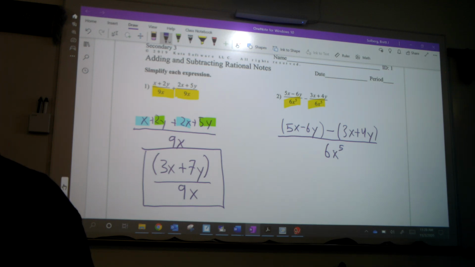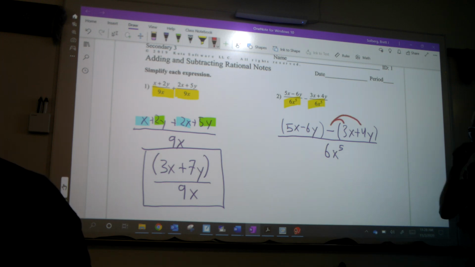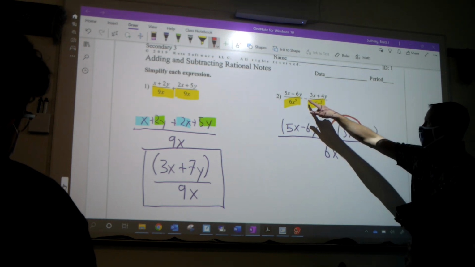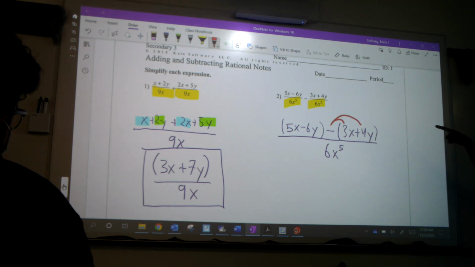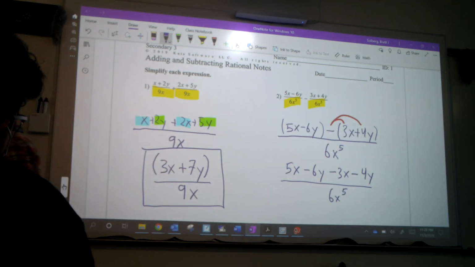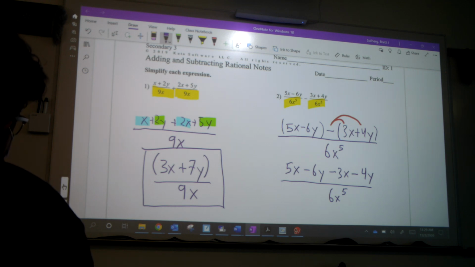Alright, well, what I was trying to get you to see is we have to distribute the negative. Sometimes what people will do is when they write it out, they'll put minus 3x plus 4y. But really the negative is going to make them both subtract. You get what I'm saying there? So let's actually distribute that negative. So I get 5x minus 6y minus 3x minus 4y. That's all over 6x to the 5th. So make sure if you're subtracting that you distribute the negative.